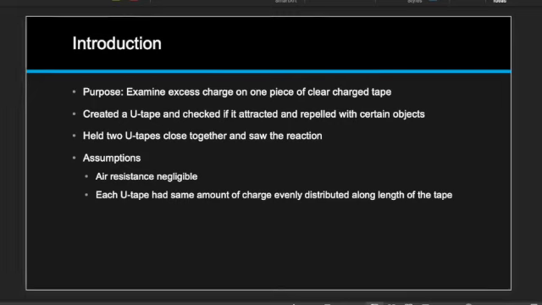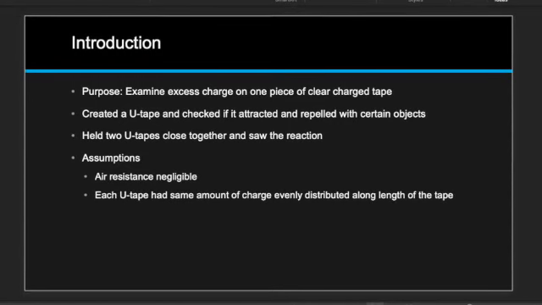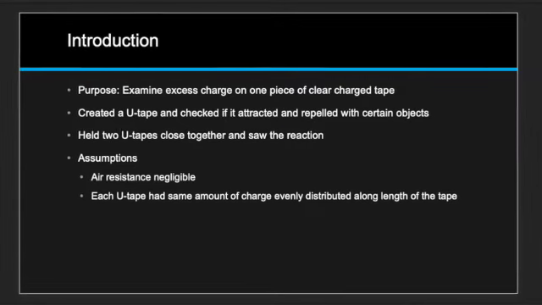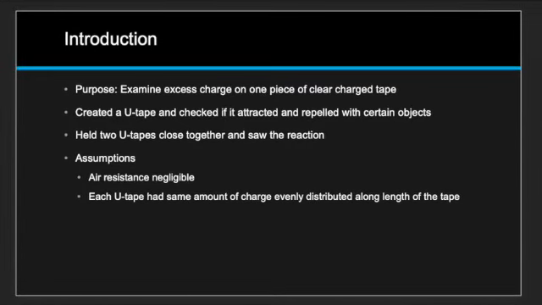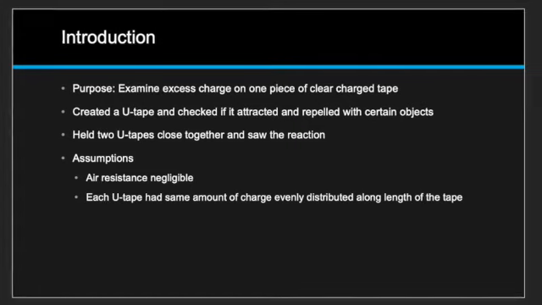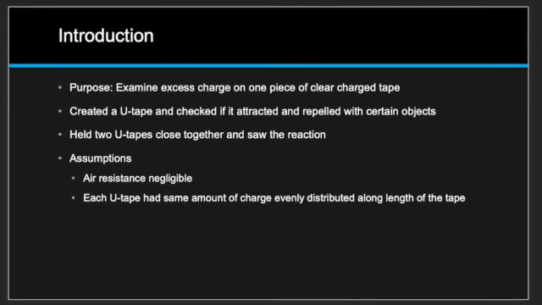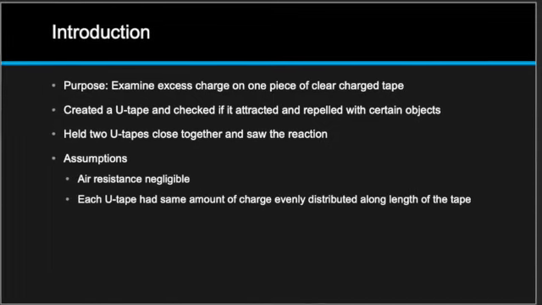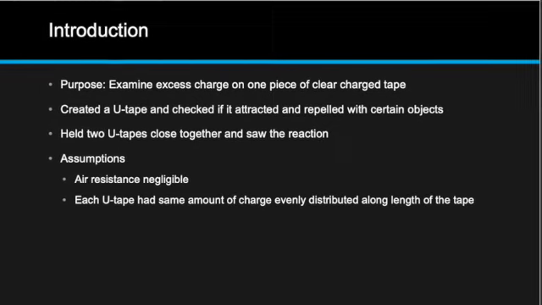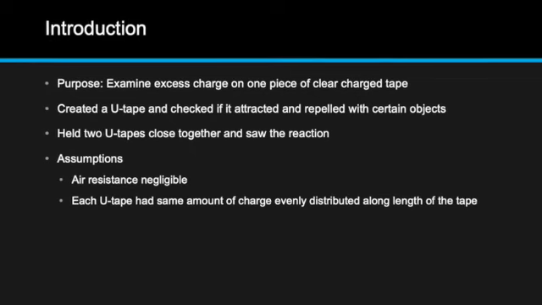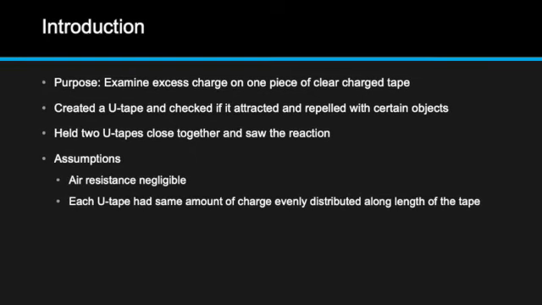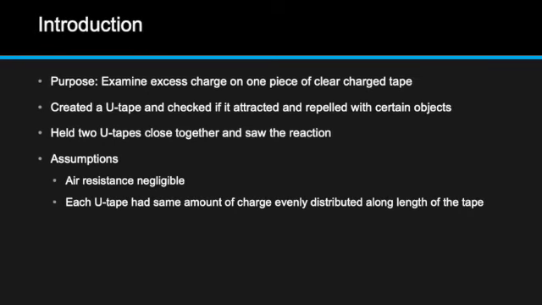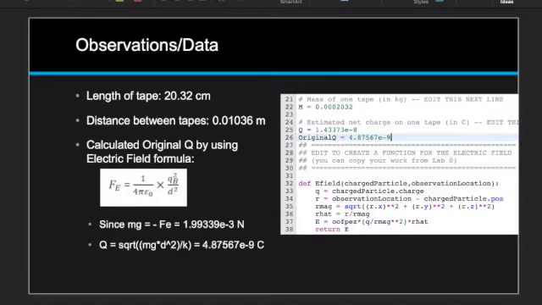So for this lab, it was the same as Lab 1 where we examined an excess charge on one piece of clear charge tape and we created a U-tape and checked if it attracted and repelled with certain objects. And we also held two U-tapes close together and observed the reaction. So the assumptions that we made in this lab for the code that we did was that air resistance is negligible, and each U-tape had the same amount of charge evenly distributed along the length of the tape.